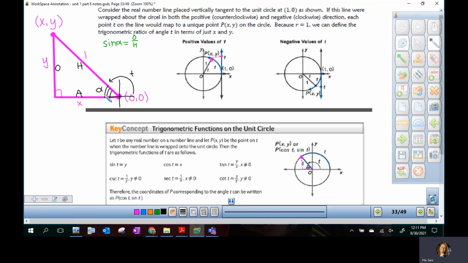Now sine from alpha is going to be the same as sine from T, because that ordered pair isn't changing. And if you look from here, opposite is Y. Instead of O, I can put Y. And the hypotenuse is 1, since this is the unit circle. What is anything divided by 1? Itself. So sine at this ordered pair on the unit circle is the Y value of that ordered pair. So sine of that angle is equal to Y.